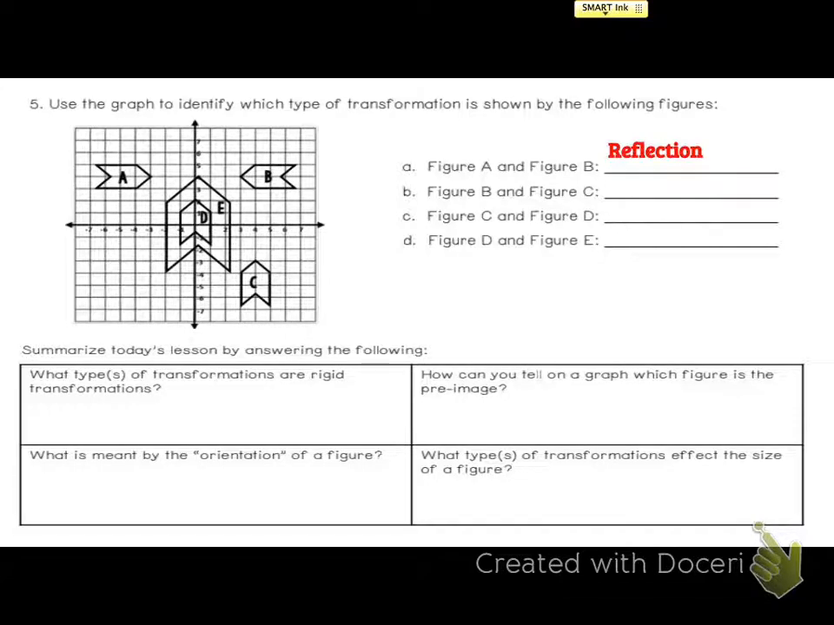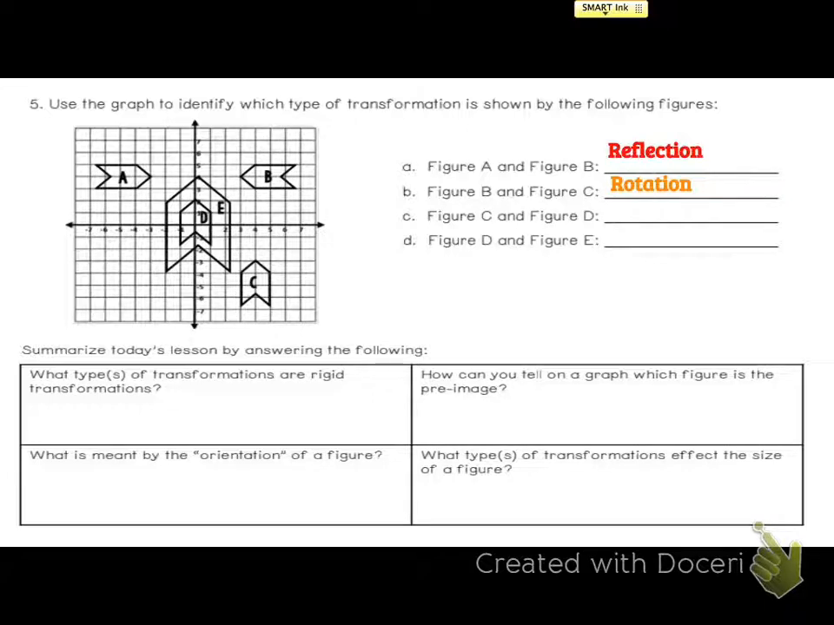So look at figure B and look at figure C. What did it do? It rotated, didn't it? Okay. We haven't talked about this, but how many degrees do you think it rotated? If you have a 90 degree, a 180 degree, just think about those two. Yeah, it rotated 90 degrees, which is just kind of a half of a rotation.